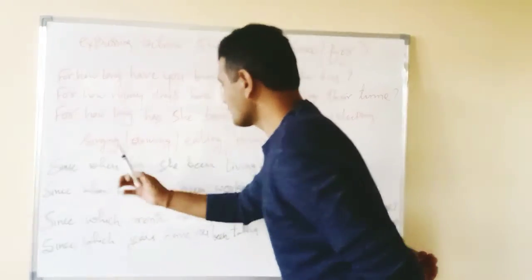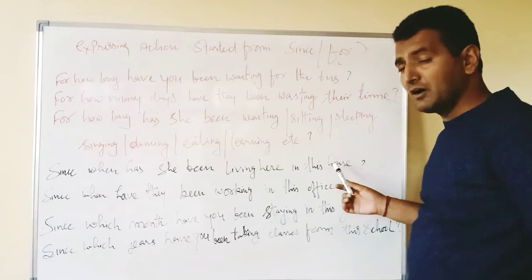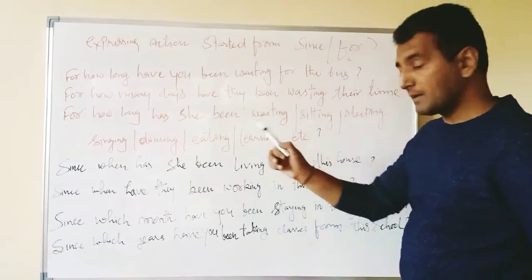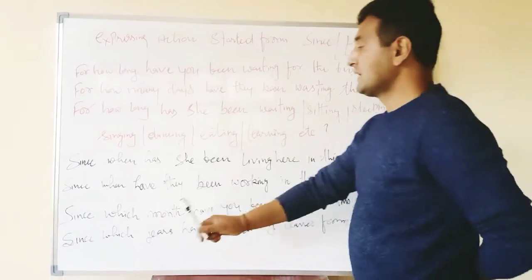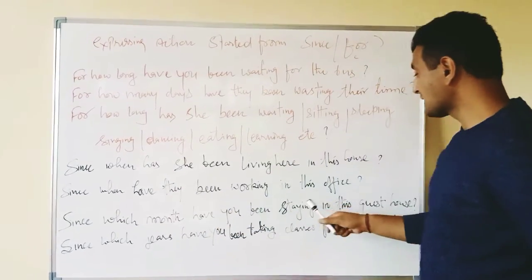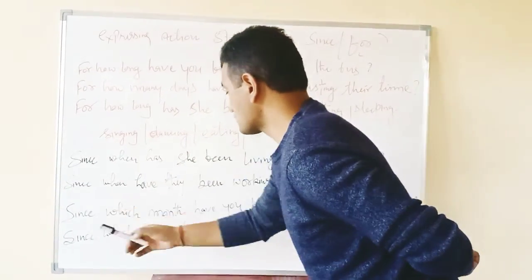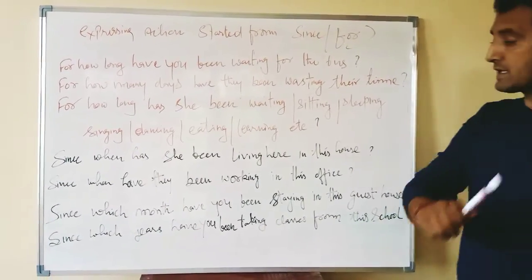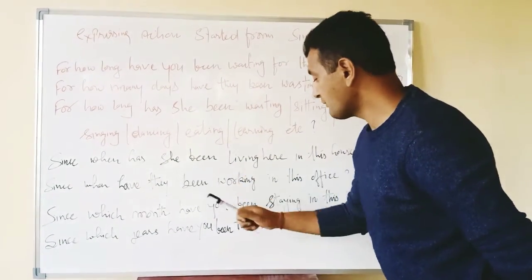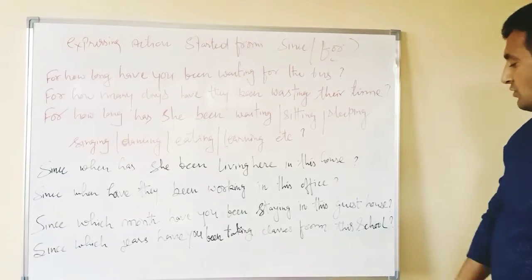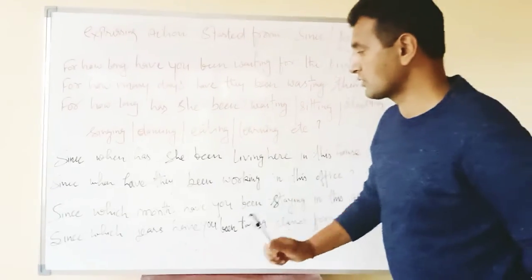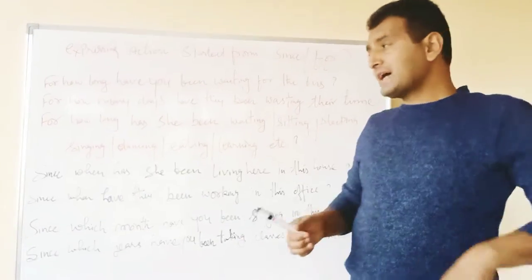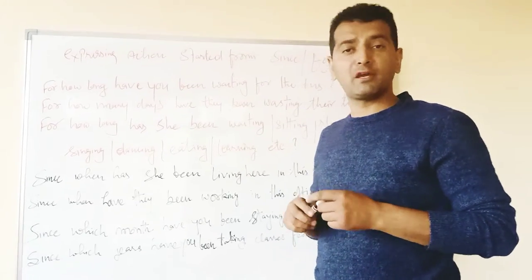And now, since when has she been living here in this house? Since when, कब से, has she been, वह कब से रह रही है, living here in this house. And since when have they been working in this office? And next one is, since which month have you been staying in this guest house? And the last one is, since which years have you been taking classes from this school? कितने सालों से, since which years, कौन से साल से you have been taking classes from this school, right? And these are something unique in present perfect continuous tense.